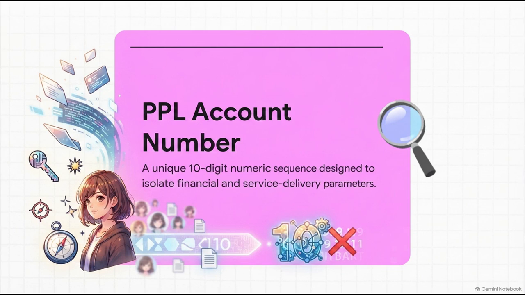Before we go hunting for it, it really helps to know exactly what we're looking for, right? Well, a PPL account number isn't just some random string of text. It's a highly specific, totally unique 10-digit numeric sequence. Its entire job is to isolate your specific account from millions of others out there. If you're ever looking at a number and it has 9 digits or 11 digits, or if it includes letters, you are looking at the wrong thing. Always remember this golden rule. It is exactly 10 digits.